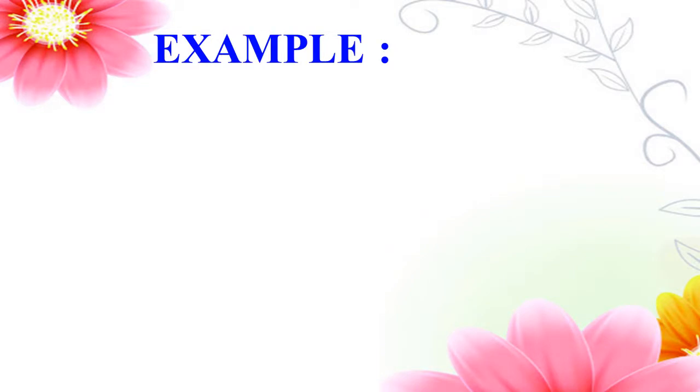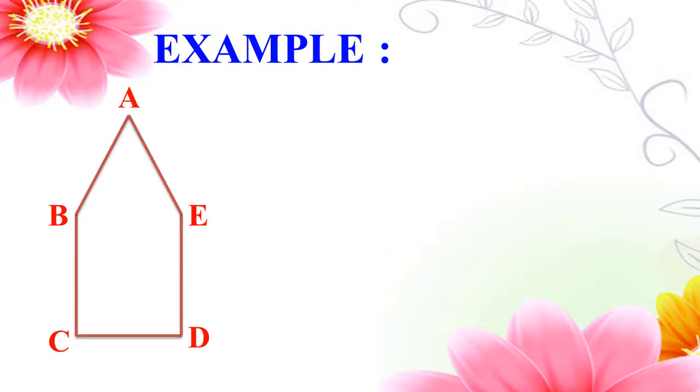Let us see one example. The given figure is ABCDE. The sides of the given figure are AB equal to 8 meter, BC equal to 12 meter, CD equal to 15 meter, DE equal to 12 meter, EA equal to 8 meter. Let us find the perimeter.